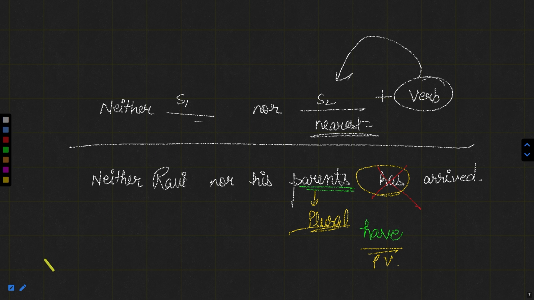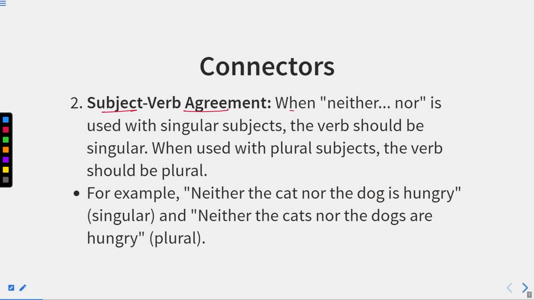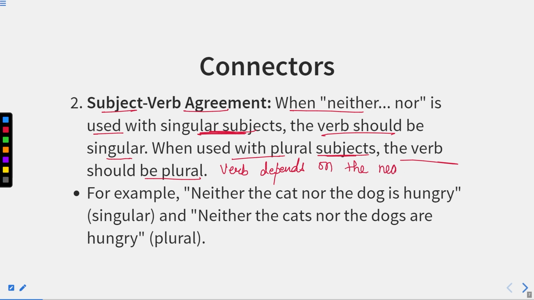I hope you got it. Well, this is very, very simple. When neither nor is used with singular subjects, the verb should be singular. When used with plural subjects, the verb should be plural. It means the nearest subject. So you can add over here that verb depends on the nearest subject. You can add this to your note. This nearest word is very important, in fact. You can say second, but the nearest word is more appropriate.